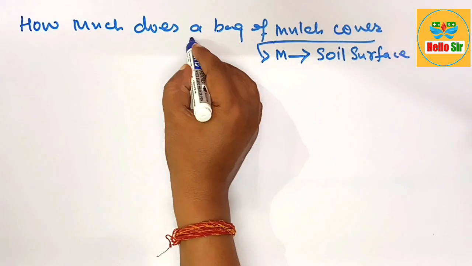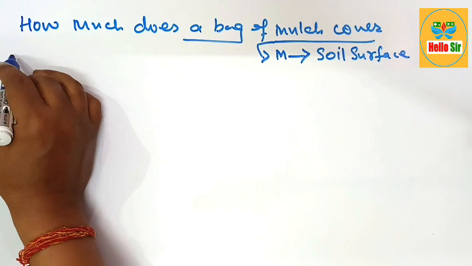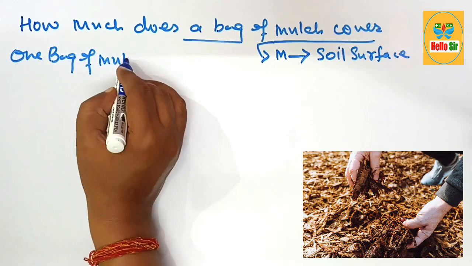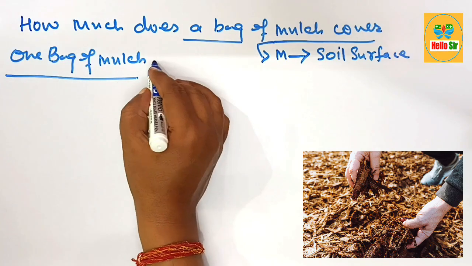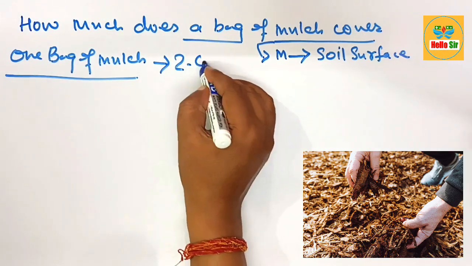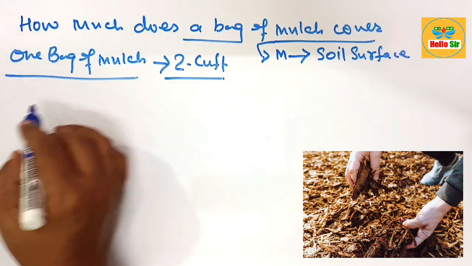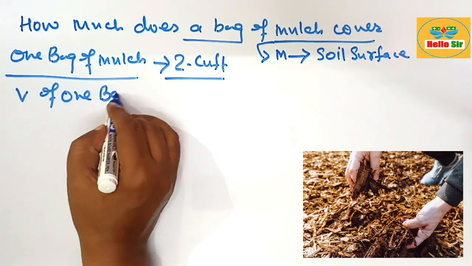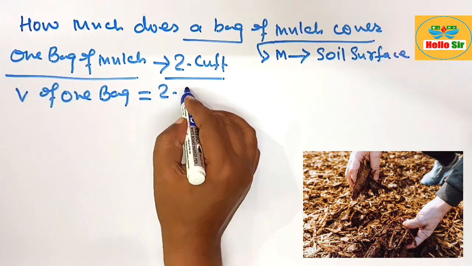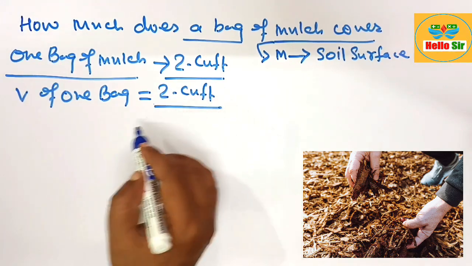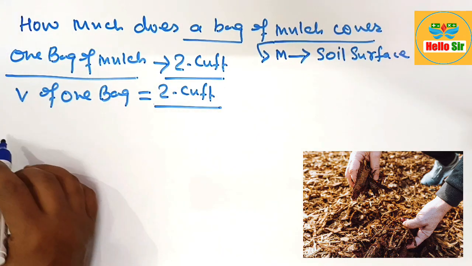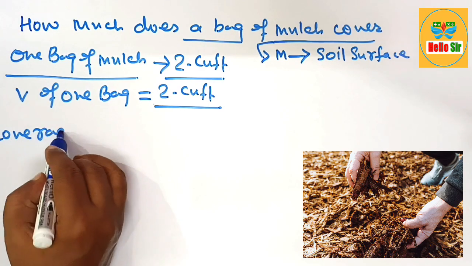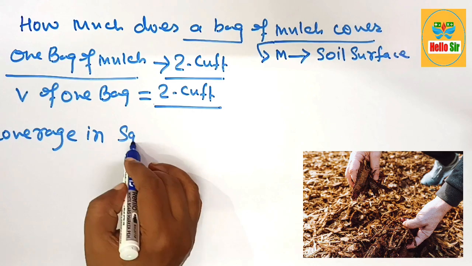What is the volume of one bag of mulch? Most bags of mulch are sold in 2 cubic foot bags. Remember this. It means the volume of one bag is about 2 cubic foot, and you have to figure out the coverage of mulch in square footage.